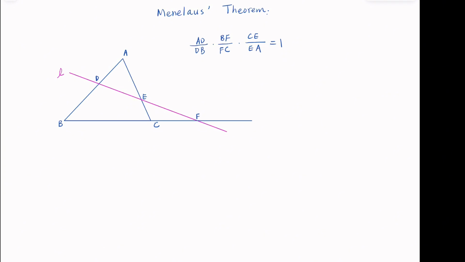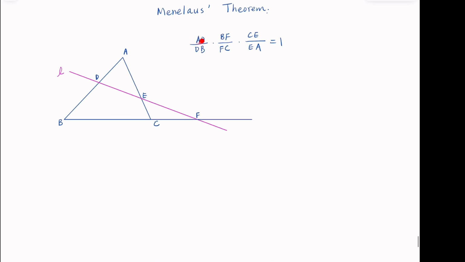The trick here is, notice that you have A, B, C, and then the intersection points D, F, E. So you go in the same direction, in this case counterclockwise. A, and then you find D, B. From B, you find F, and then from F to C, and then C to E, and then here, this ratio here.